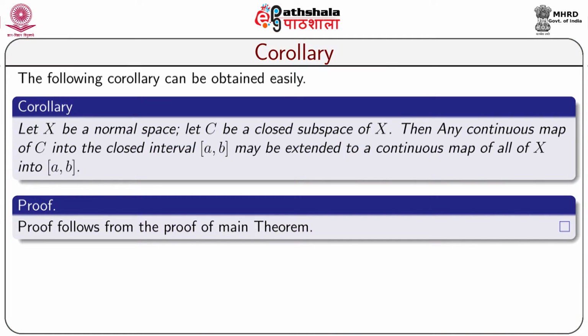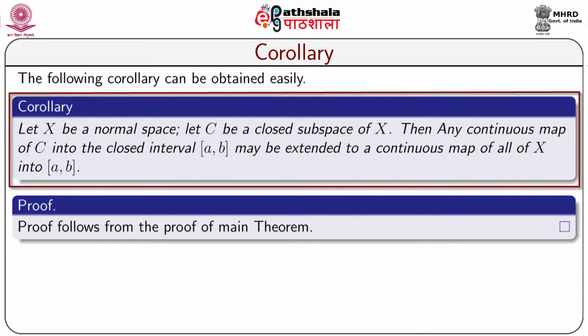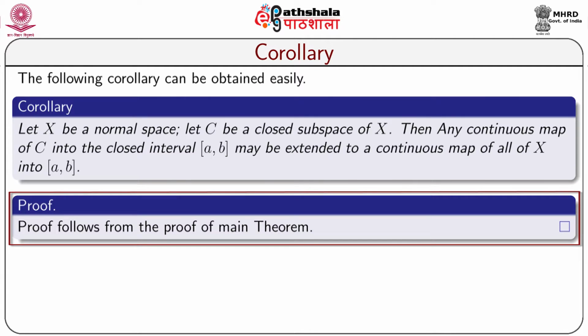So, Tietze's extension theorem says that if X is a normal space and C is a closed subspace of X, then any continuous function from C to R can be extended all over X. This comes as a corollary of Tietze's extension theorem, that any continuous function from C to any closed interval [a, b] can also be extended all over X. The proof follows the basic proof of our theorem.